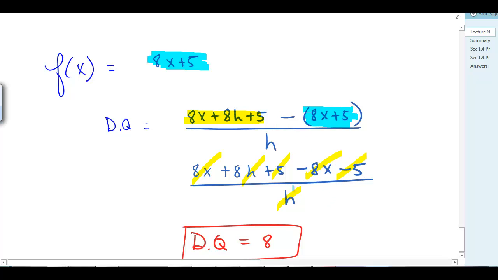Well, then a lot of things begin to cancel out. This 8x and this minus 8x. This minus 5 and this plus 5. This h and that h can go away. And what are we left with? Just 8. So the difference quotient is 8.